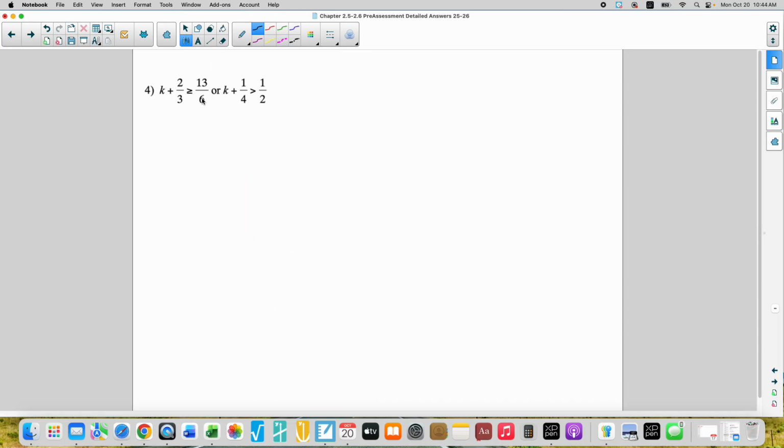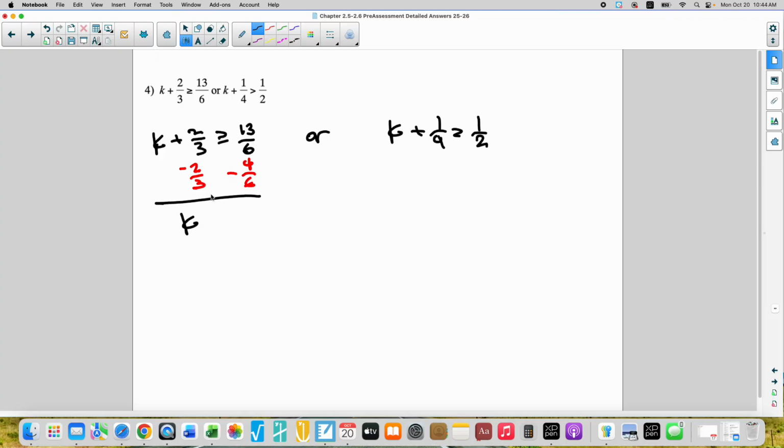Ooh, fractions. Okay, so this is an OR statement, so we'll write them out. k plus 2/3 greater than or equal to 13/6, or k plus 1/4 greater than 1/2. We're going to subtract 2/3. Now, 2/3 doesn't have the same denominator, so I'm going to write 2/3 as sixths. So -2/3 is equivalent to -4/6, so we have common denominators. K is greater than or equal to 9/6, and we should simplify that fraction.